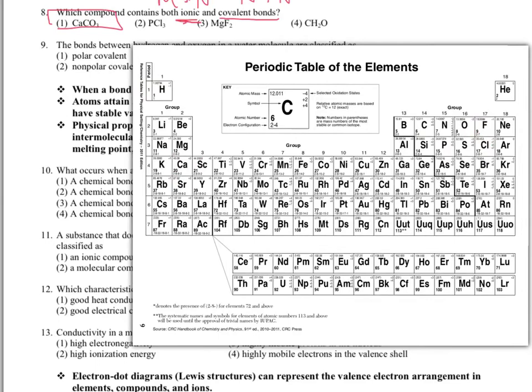Now it is important to remember that any compound that contains a polyatomic ion, like those found on reference table E as an elephant, will have both ionic and covalent bonds.